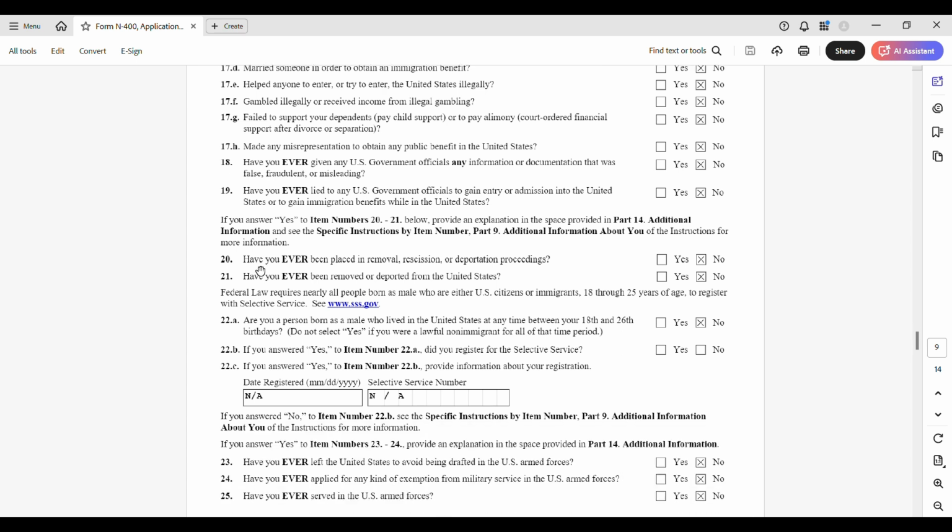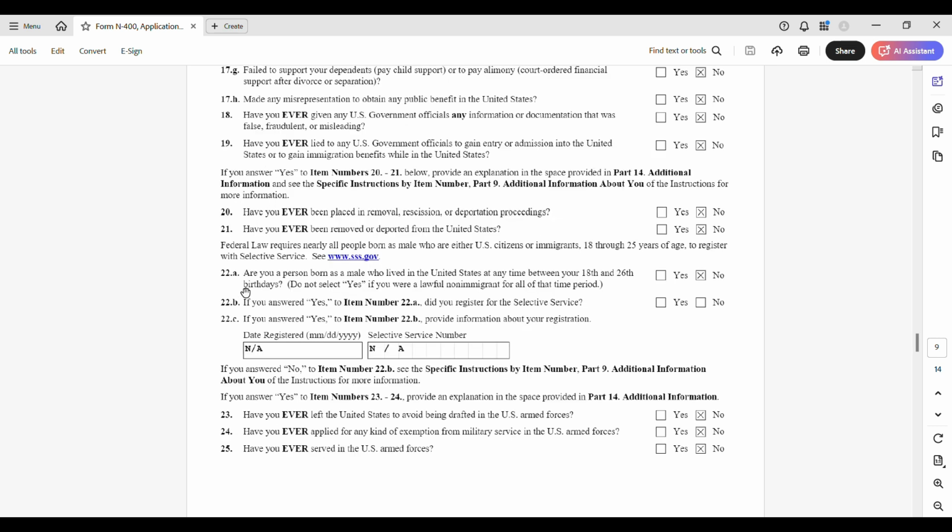Number 20, have you ever been placed in removal, rescission, or deportation proceedings? Answer accordingly. Have you ever been removed or deported from the United States? Select what's applicable to you. Federal law requires nearly all people born as male who are either U.S. citizens or immigrants, 18 through 25 years of age, to register with Selective Service.